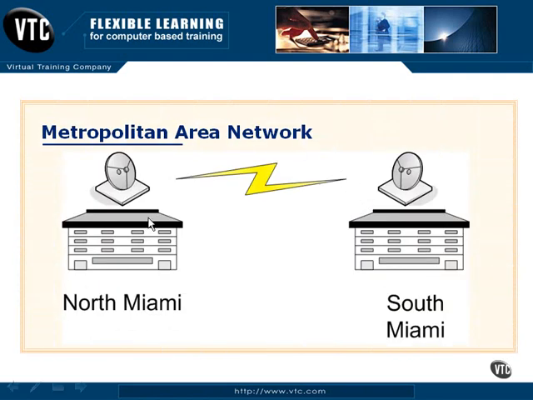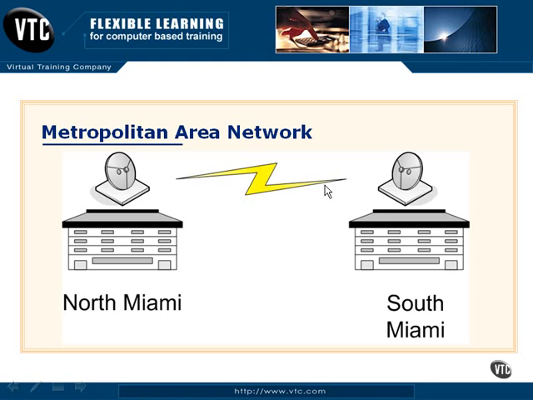A metropolitan area network can span up to 30 miles. Now in this example, we have a building in North Miami and a building in South Miami. These computers are connecting together via a microwave connection. Now I have it set up this way because there are only a few different types of network media that will allow you to span this great of a distance. As a matter of fact, the reason the metropolitan area network is limited to 30 miles is because there's only one type of network media capable, and that's single mode fiber.